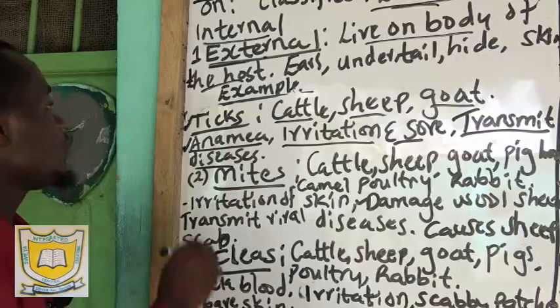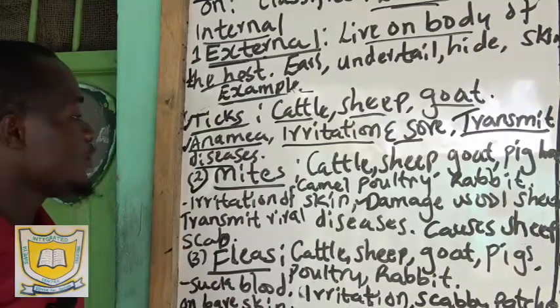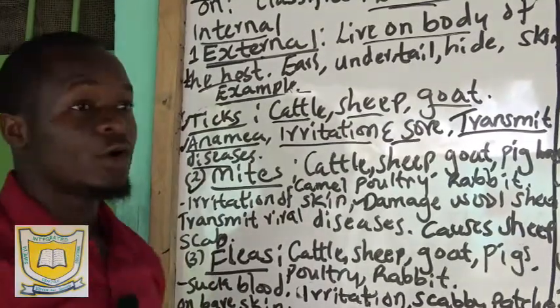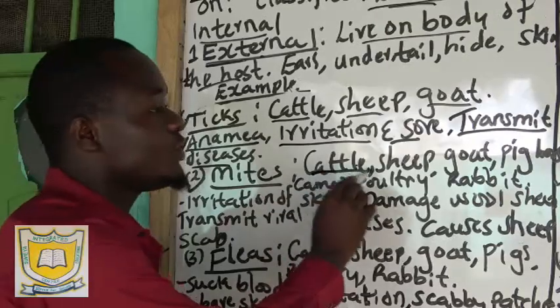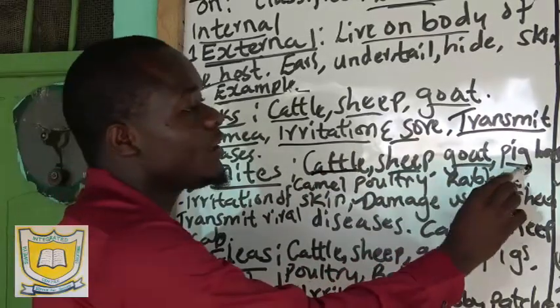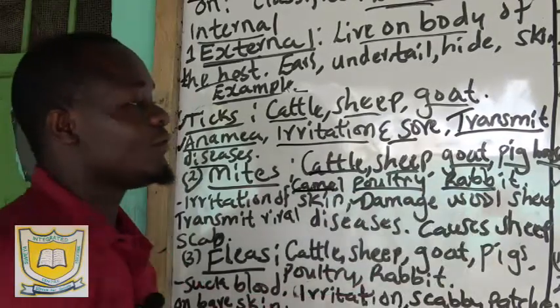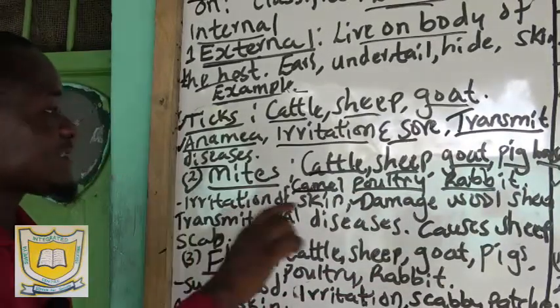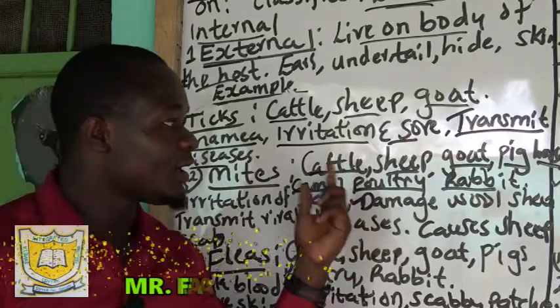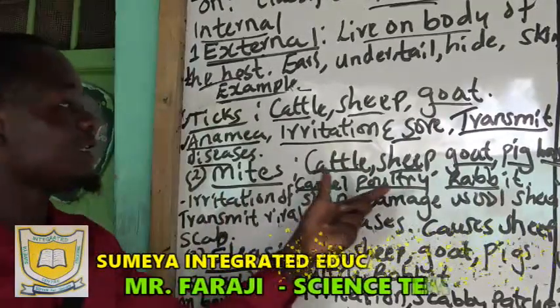Number two type of external parasite is mites. The hosts of mites are cattle, sheep, goat, pig, horses, camel and poultry, and lastly rabbits. So you must understand and be aware of every parasite and its host.